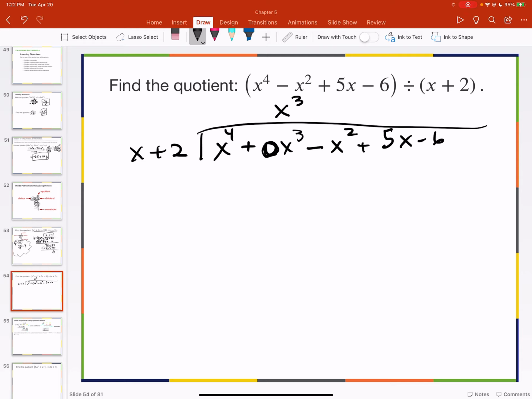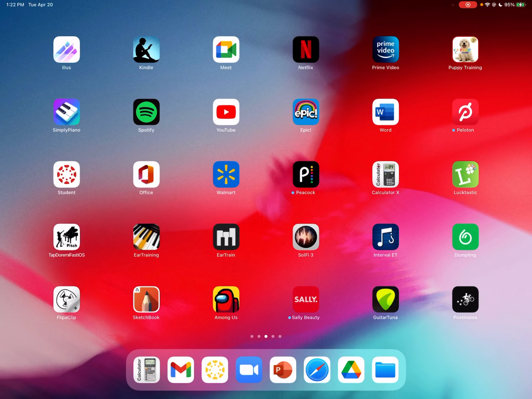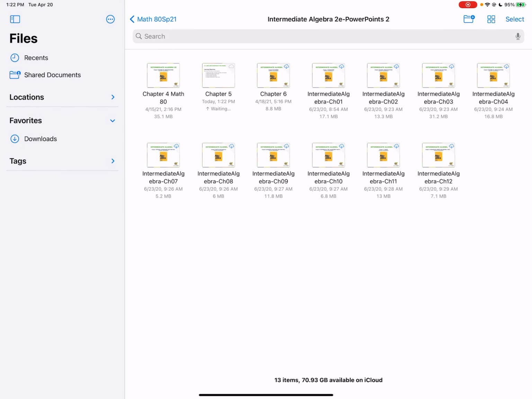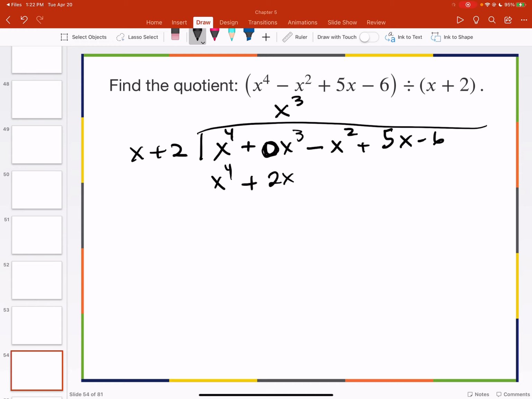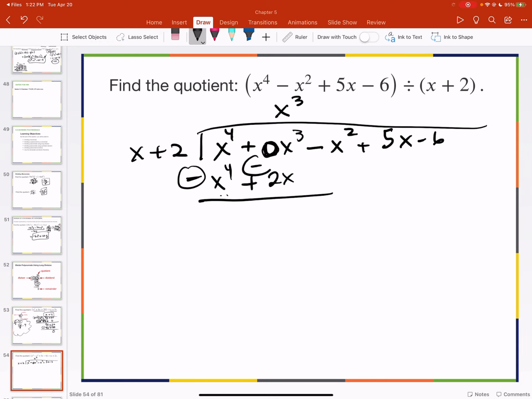Okay, so x cubed times x plus 2. That's going to give me x to the power 4 plus 2x cubed. And then we subtract. Subtracting changes the signs. And then these cancel, 0 minus 0. x cubed minus 2x cubed just gives me negative 2x cubed. So let's bring down minus x squared.